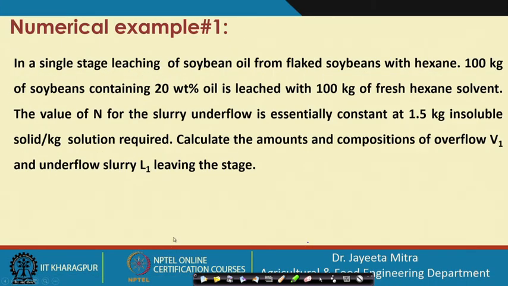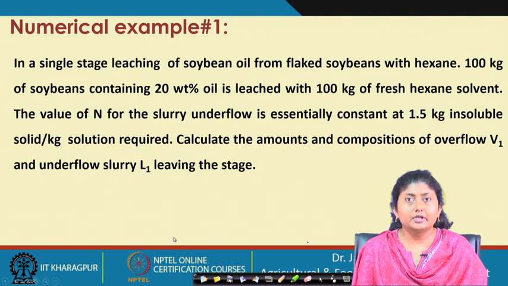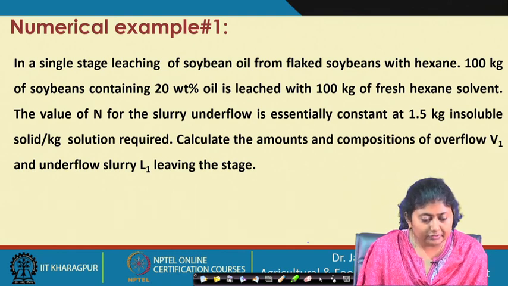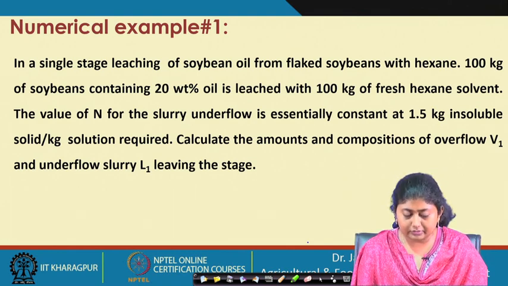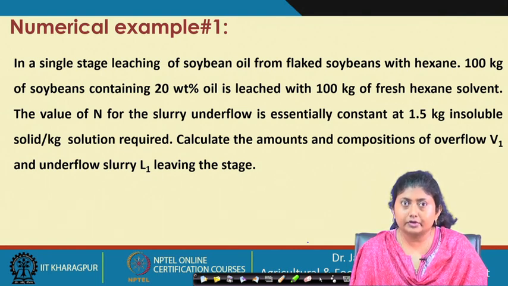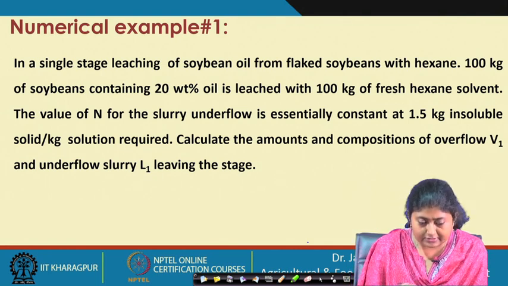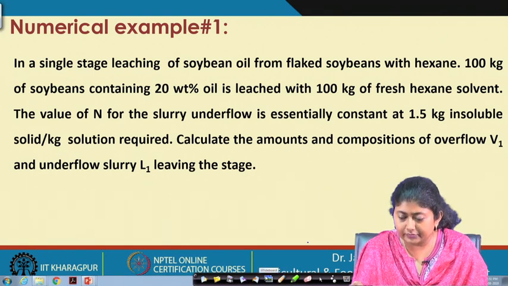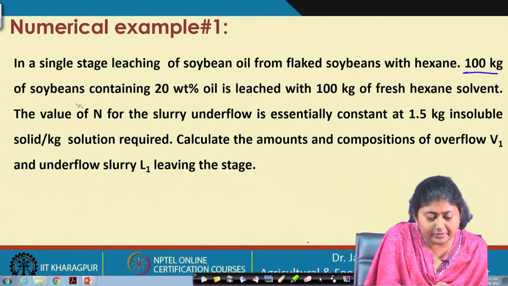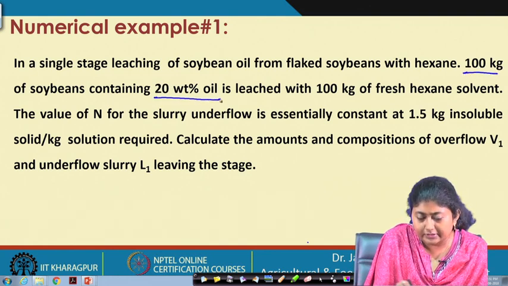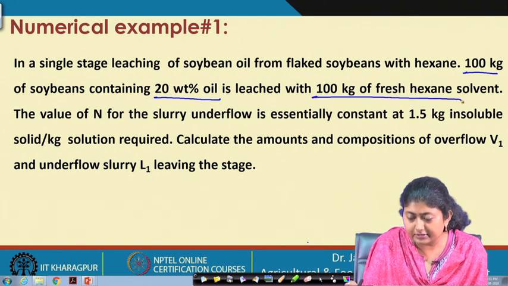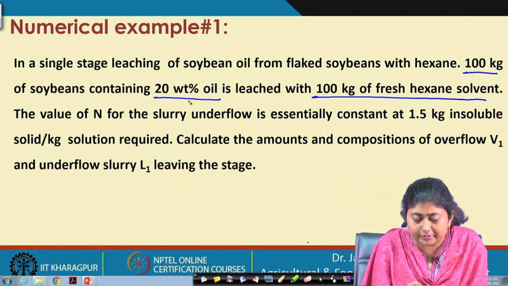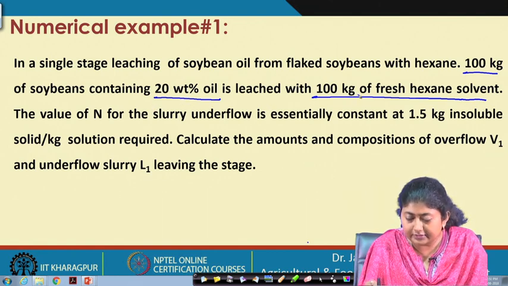In single stage leaching, we will solve a problem so that we can see how we can draw this equilibrium diagram and how we can calculate what fraction will be extracted by the solvent and what will be retained. So, in a single stage leaching of soybean oil from flaked soybean with hexane, 100 kg of soybean containing 20 weight % oil is leached with 100 kg of fresh hexane solvent.